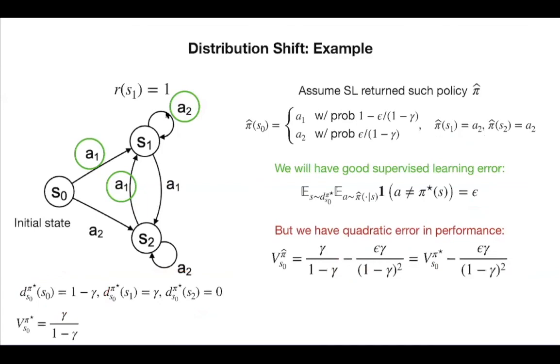But when you map this policy back to the reinforcement learning problem, we can calculate the policy's performance under this Markov decision process. And again, I did the homework for you. For this policy, the performance is this particular expression. And remember this V pi star is gamma over 1 minus gamma. So we have shown that there is a gap between our learner policy and the expert policy, and the gap is this particular term. The gap actually scales quadratically with respect to 1 over 1 minus gamma.